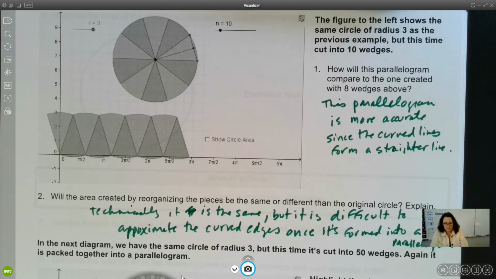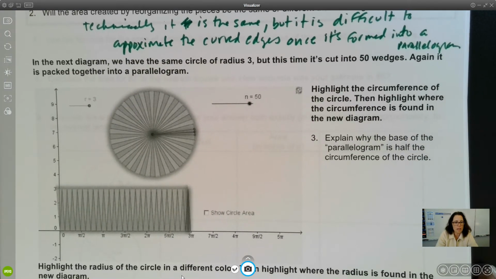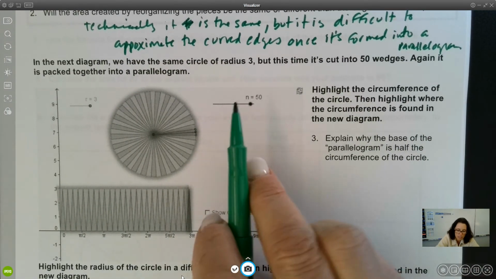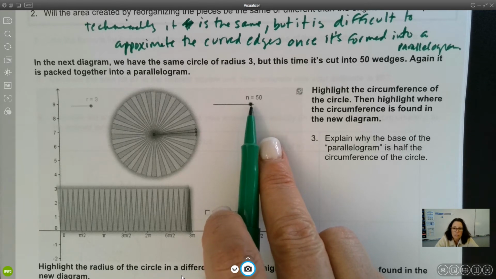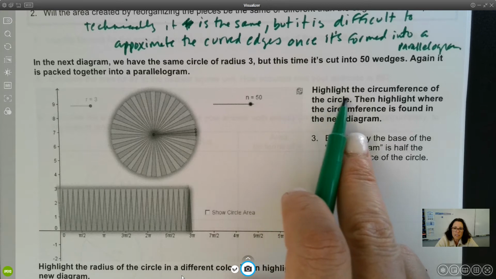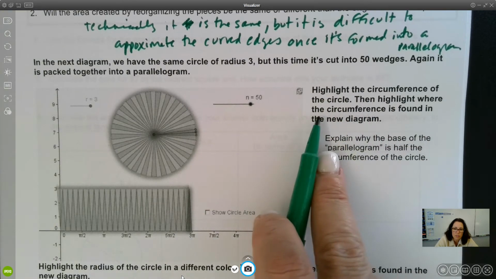All right. So then you've already seen that live. Okay, this went up to 50. Mine didn't give me the option to go to 50. Okay, it wants us to highlight the circumference of the circle and highlight where the circumference is found in the new diagram.